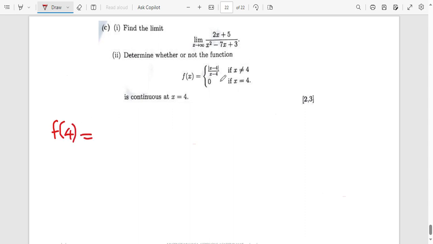So going into this function, which one is including 4? It is the downward one. We can say x is equal to 4, so f of 4 is 0. And this one is defined. That is the first thing that you want to meet. So the first one has been met.